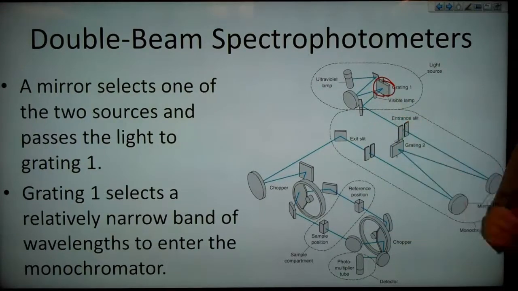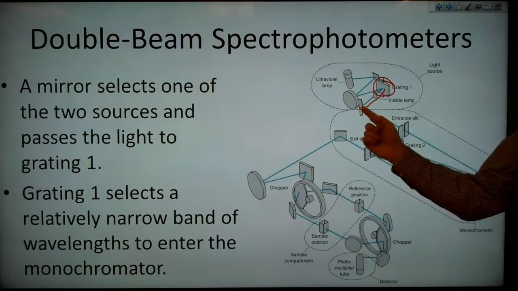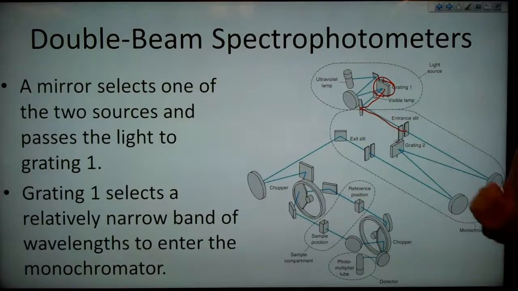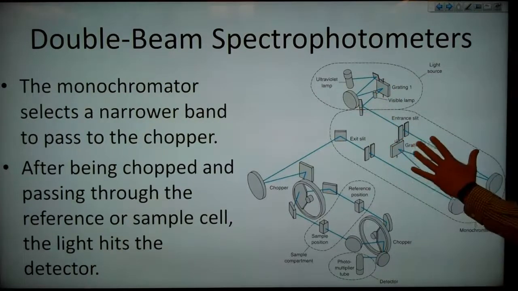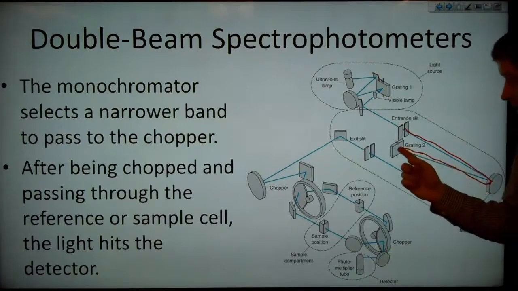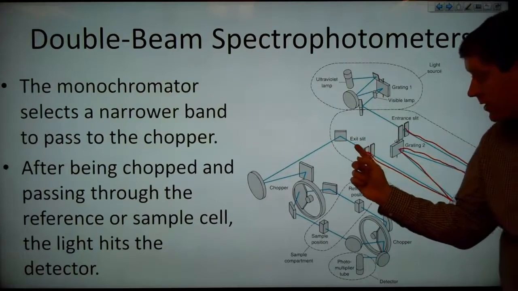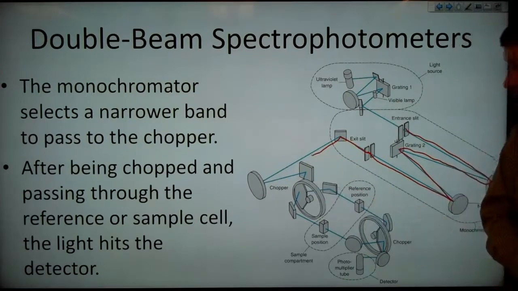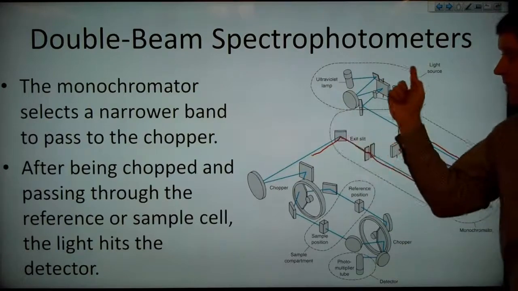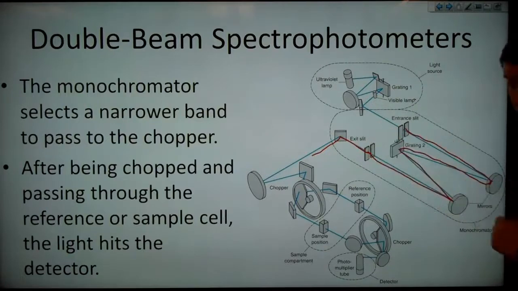Now, grating 1 selects a relatively narrow range of wavelengths to then enter our monochromator. So that light then bounces off of this mirror and goes through the entrance slit to our monochromator. Our monochromator then is selecting a narrower band to pass to our chopper, so the light comes in, bounces off a collimating mirror, goes to grating 2, bounces off another mirror, that's our focusing mirror, goes through our exit slit, hits another mirror, and then leaves the monochromator. So note that everything up here in this dashed line is part of our light source, and everything in this dashed line is part of our monochromator.